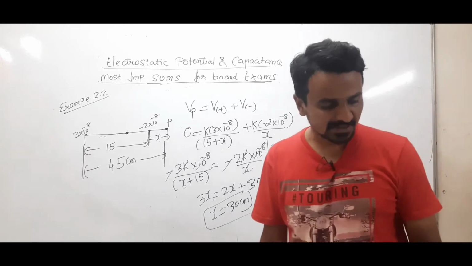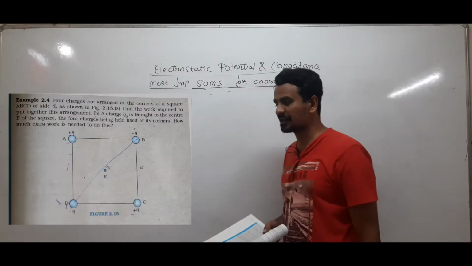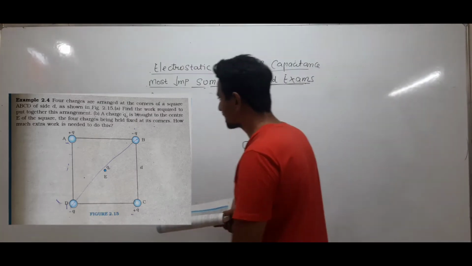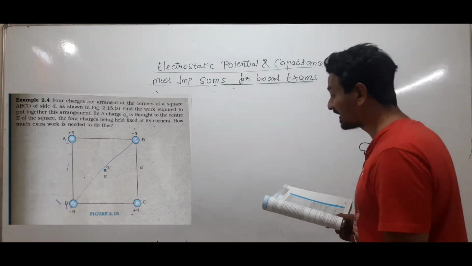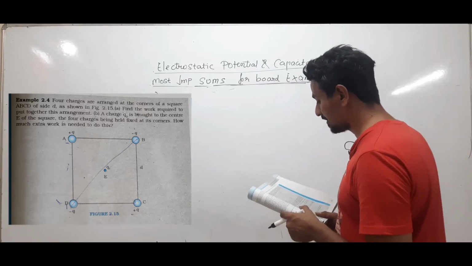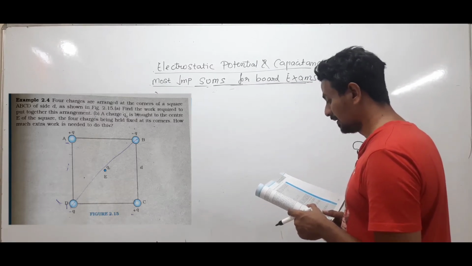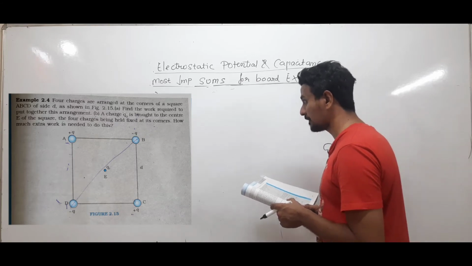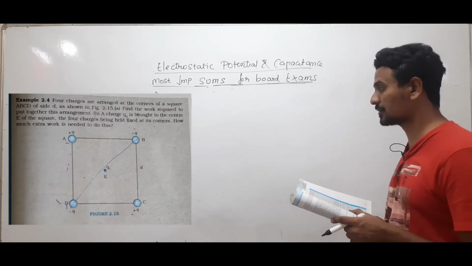Okay. Now next one. Now example 2.4. So in this question we have been asked to calculate. See, the question is: 4 charges are arranged at the corners of a square ABCD as shown in the figure. You have to find the work required to put together this arrangement.